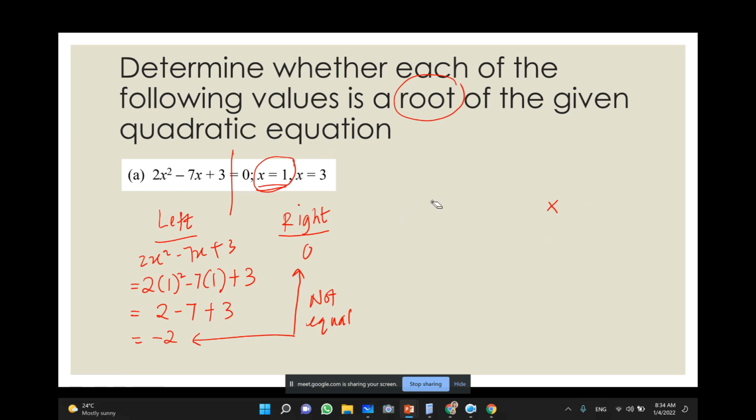Okay, we check for another one, whereby x is equal to 3. So same thing, you are going to check on the left and right. So 2x squared minus 7x plus 3. You substitute the value of x equal to 3 now.